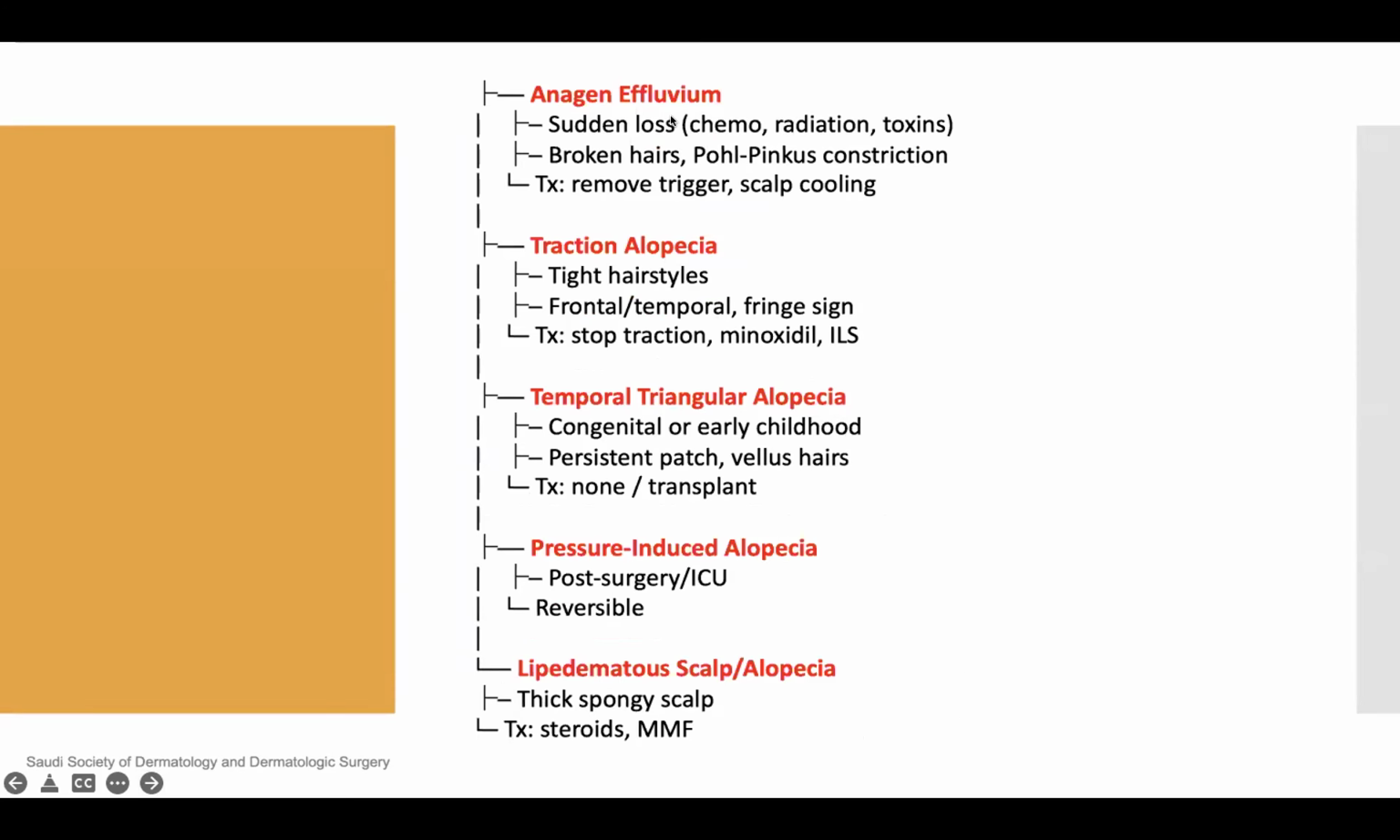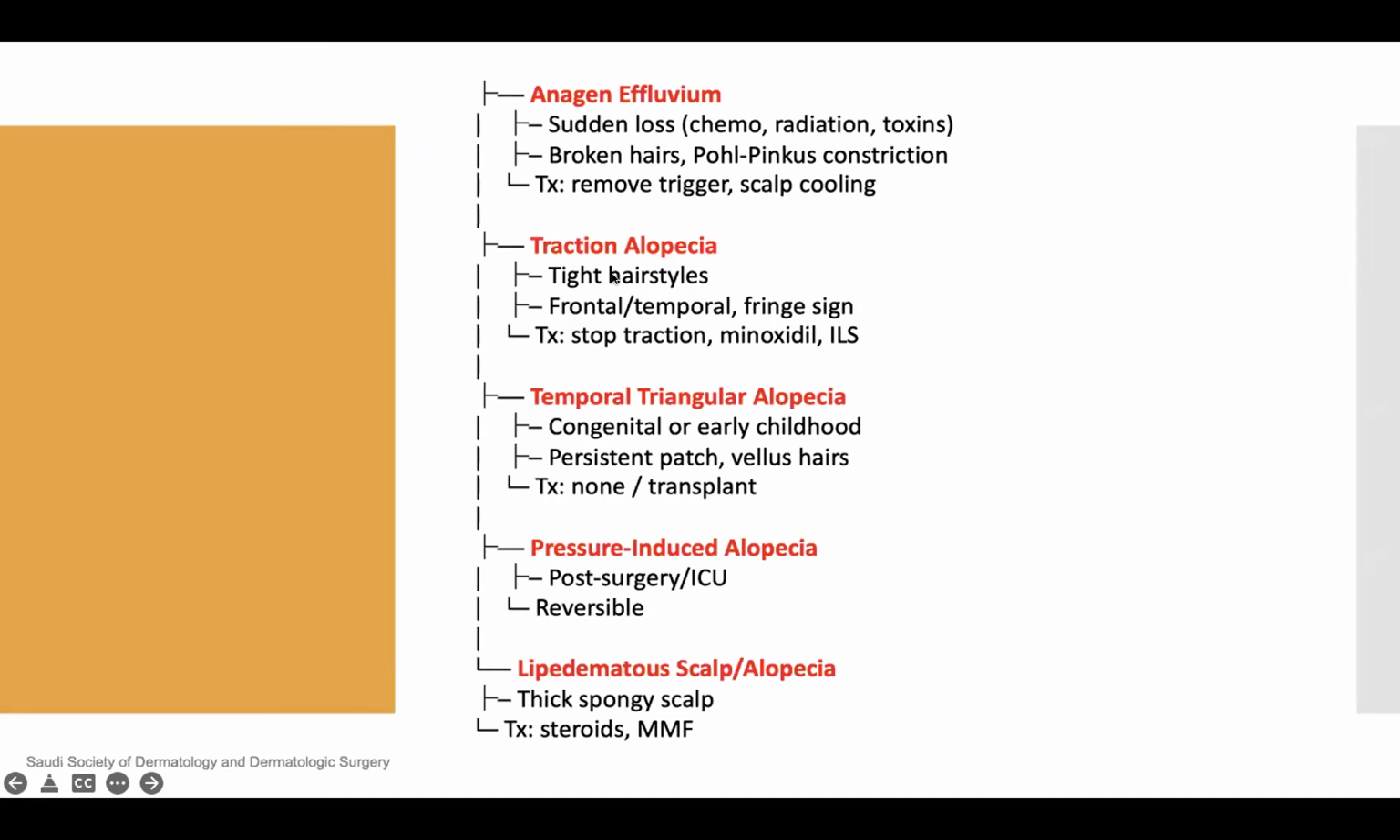Anagen effluvium: there is sudden loss of hair, usually 2 weeks after the onset, related to chemo, radiation, and toxins. Broken hair and pohl-pinkus constrictions on trichoscopy are very important. Remove the trigger, and use scalp cooling during chemotherapy.